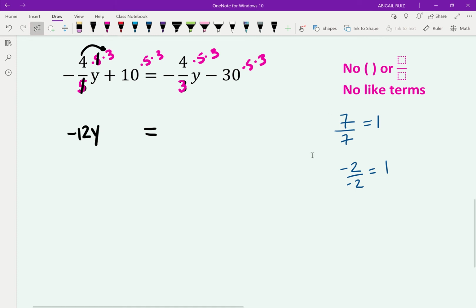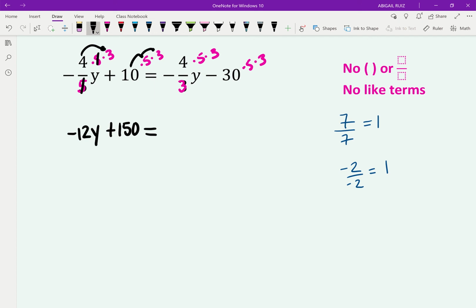Immediately I jump to the next term. That's 10 times 5 times 3. There's no bottom saying the same ones as the top, so all I have to do is multiply everybody. And that gets me 10 times 5, 50, times 3 is positive 150. Okay, use a calculator if you have to.